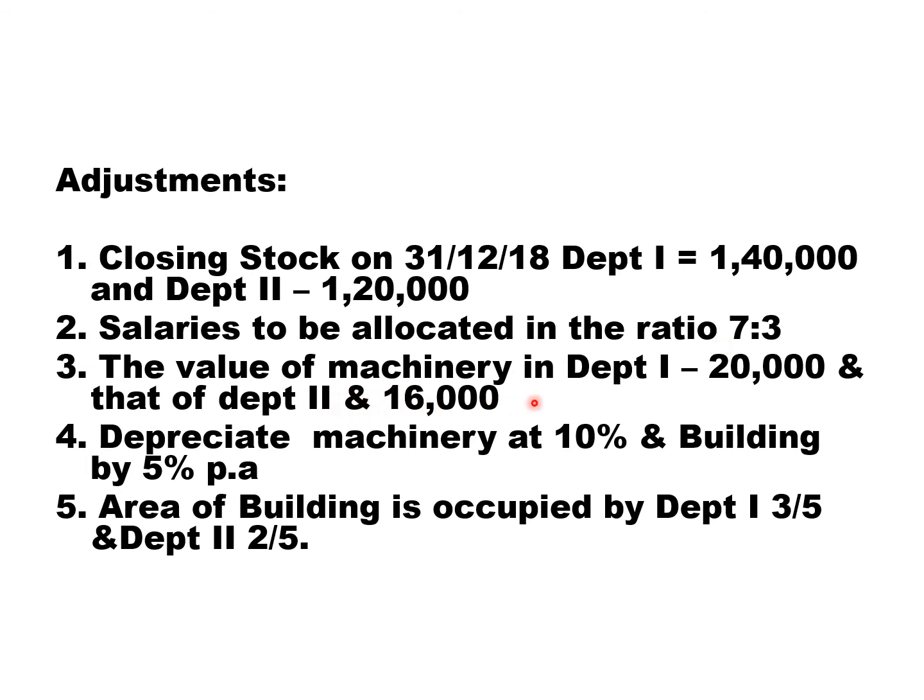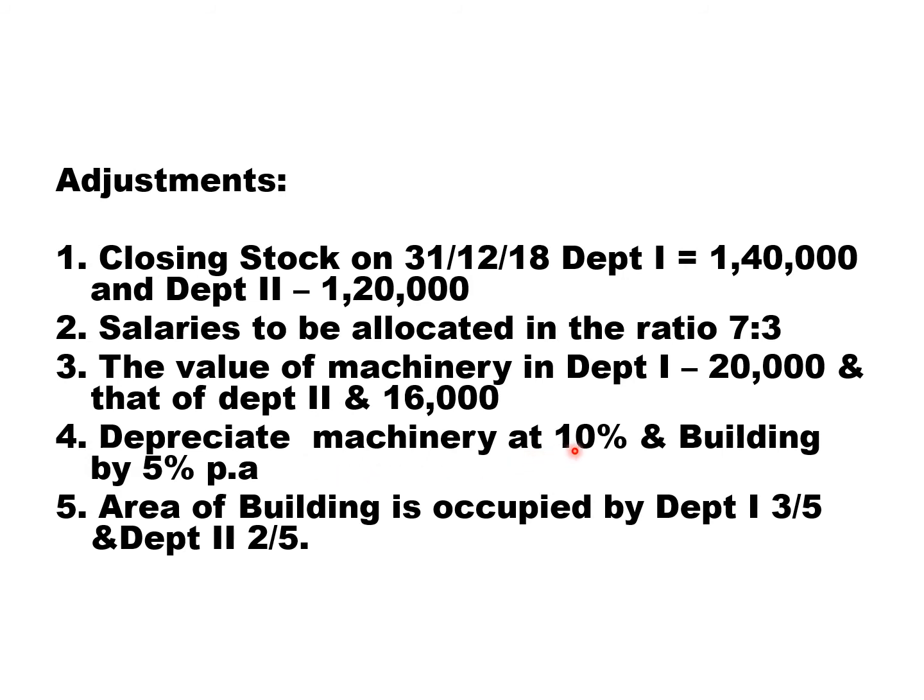The value of machinery in department 1 is 20,000 and that of department 2 is 16,000. So this information will help you to distribute repairs. So the repairs have to be distributed in the ratio of 5:4. How do you get 5:4? 4 5s are 20, 4 4s are 16. So therefore, as per adjustment number 3, the ratio will be 5:4. That's 20:16. If you simplify, you get 5:4. So this information 5:4 will help you to distribute repairs.